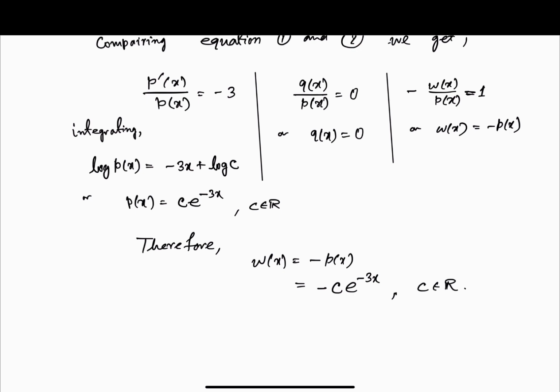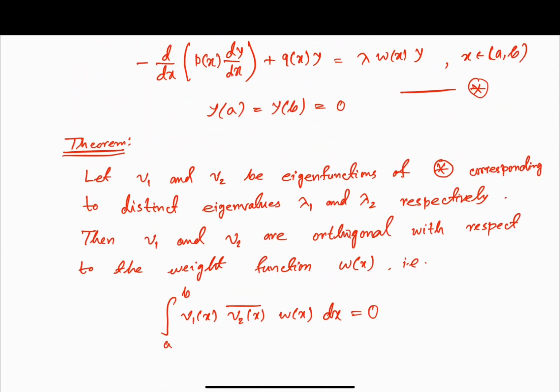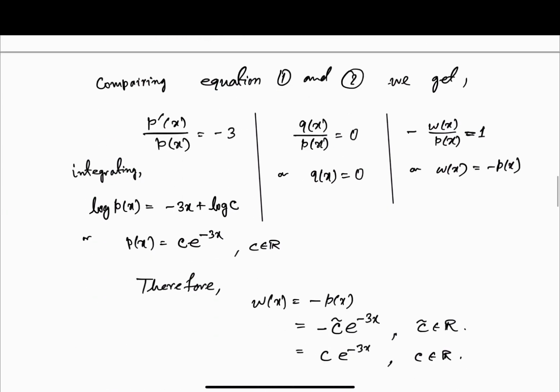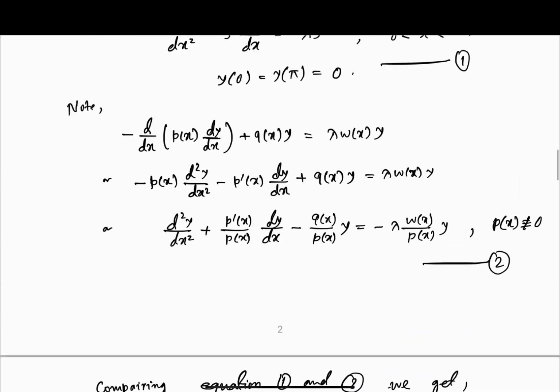So we get that w(x) will be of the form some constant times e to the power minus 3x, let's write c tilde, where c tilde is minus c. So this is the weight. Then this theorem is saying that if there are two eigenfunctions corresponding to two different eigenvalues, then they will be orthogonal with respect to the weight. So this weight will be c e to the power minus 3x.